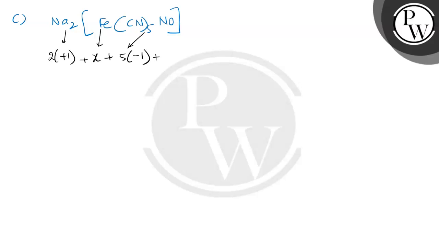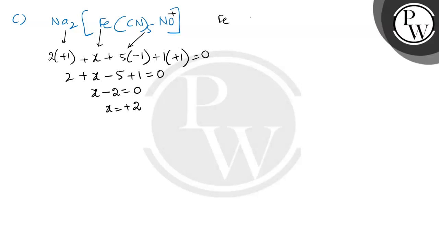NO is the neutral ligand here. Here NO is a nitrosonium ion, so NO is in +1 oxidation state. So 1 into +1 is equal to 0. 2 plus X minus 5 plus 1 is equal to 0. X minus 2 is equal to 0. X is equal to +2. So the iron oxidation state is +2.